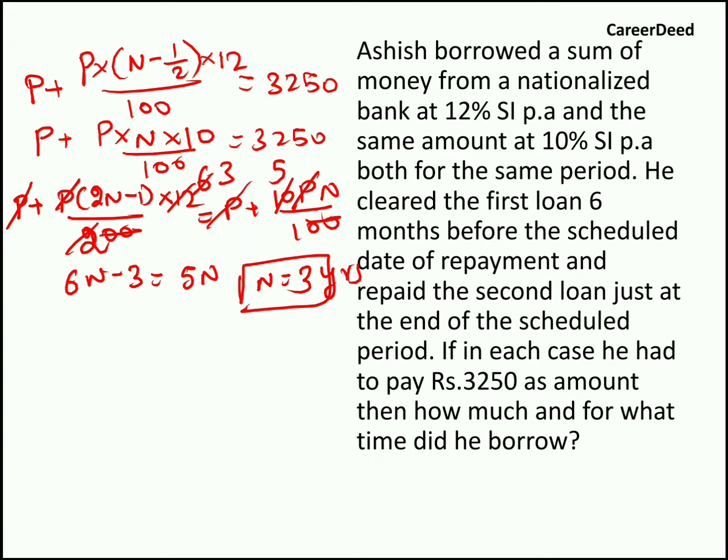Now you have to find the principal, right? So if you find the total number of years, if you substitute this value in any one of these equations, you will get the answer. I feel the first equation is a little complex. Let us place this n value in the second equation. So P plus number of years is 3, right? So P into 3 into 10 by 100 equal to 3250.